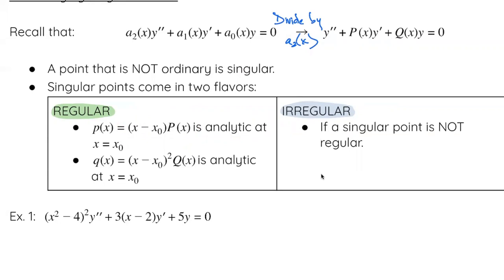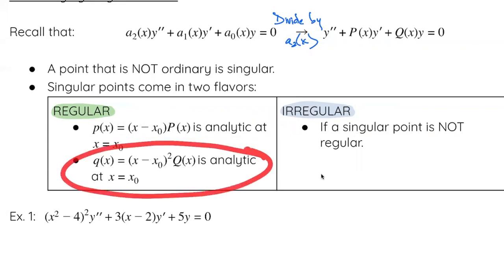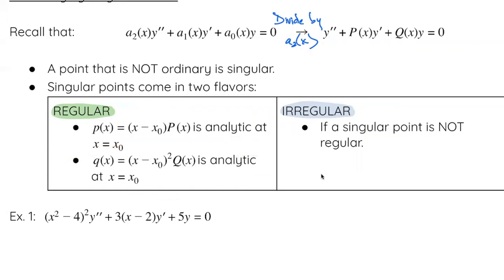But it also must be true that the second coefficient, times x minus x naught squared, is analytic. So that's definitely something different here. This one has a squared. The first one does not. If that is analytic at x equals x sub naught, then we are good. We will say that is regular. Otherwise, the point is going to be an irregular singular point.